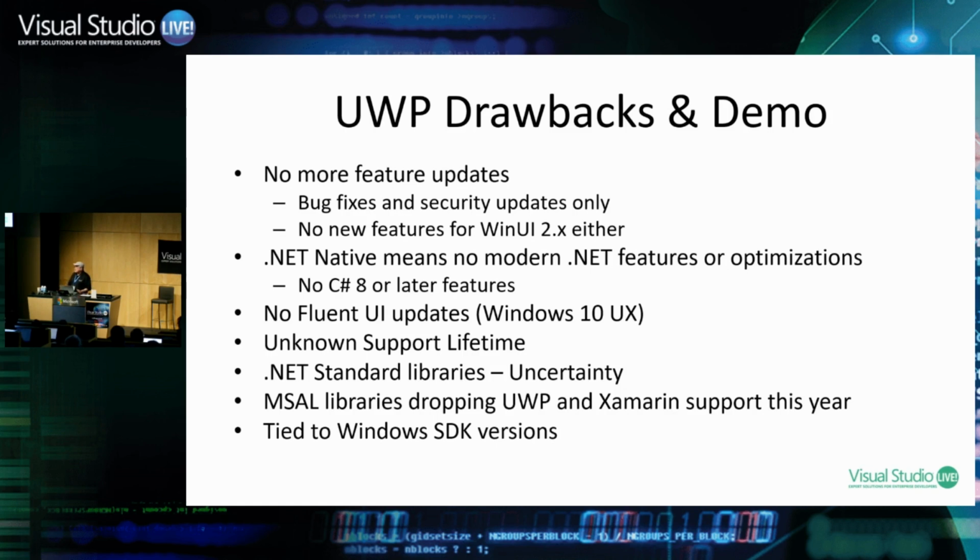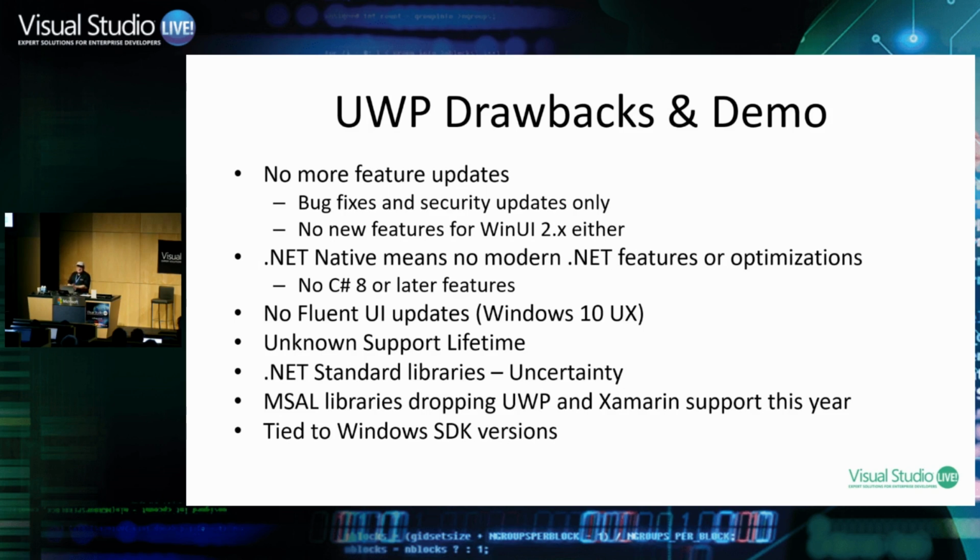Another big drawback is UWP relies on .NET Standard for its shared libraries. And so when you're consuming NuGet packages, Microsoft has kind of been moving away from .NET Standard. It's more that .NET itself is the standard. It's all cross-platform now, so there's not really a need to have the separate .NET Standard. In fact, MSAL, the Microsoft Authentication Libraries, recently announced that they're no longer going to be supporting .NET Standard with their upcoming versions. So that means no new features for UWP with MSAL libraries. MSAL is also dropping their Xamarin support going forward.